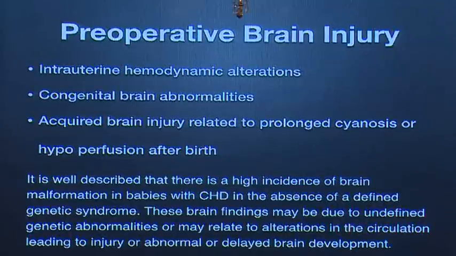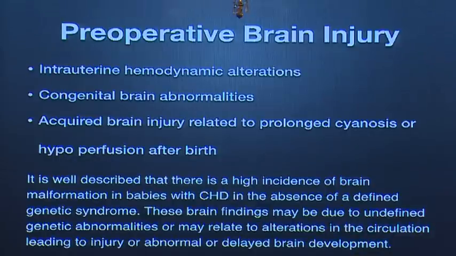And these brain findings may be due to undefined genetic abnormalities or may relate to alteration in the circulation leading to injury. So there are two factors: the particular gene mutation, which affects the area of the gene which controls both the development of the brain as well as the development of the heart. And that can explain why they are related quite often.